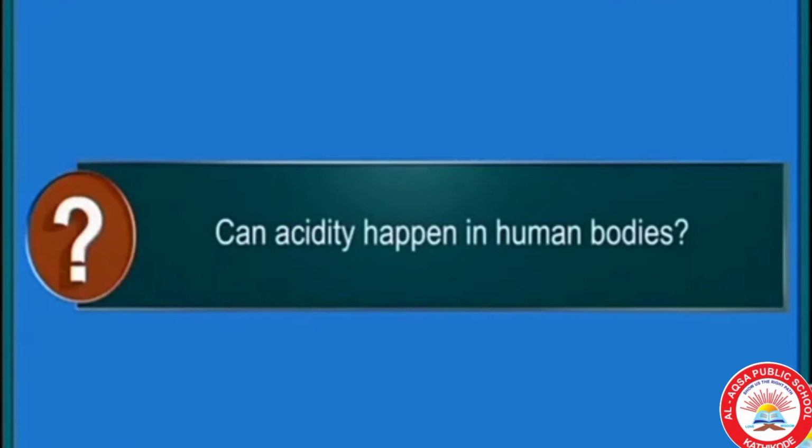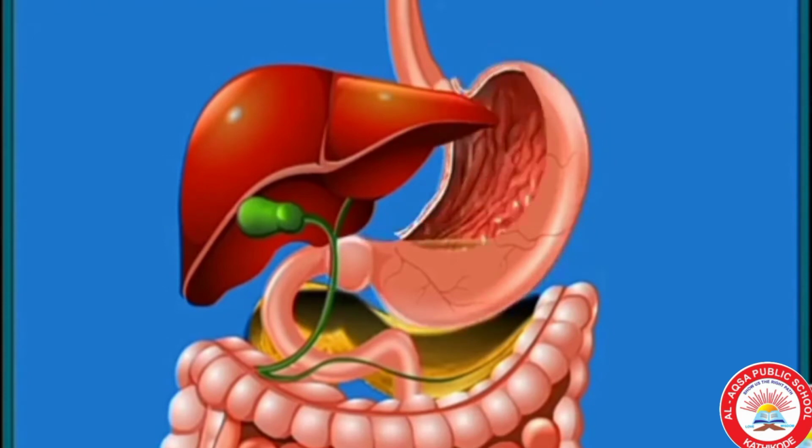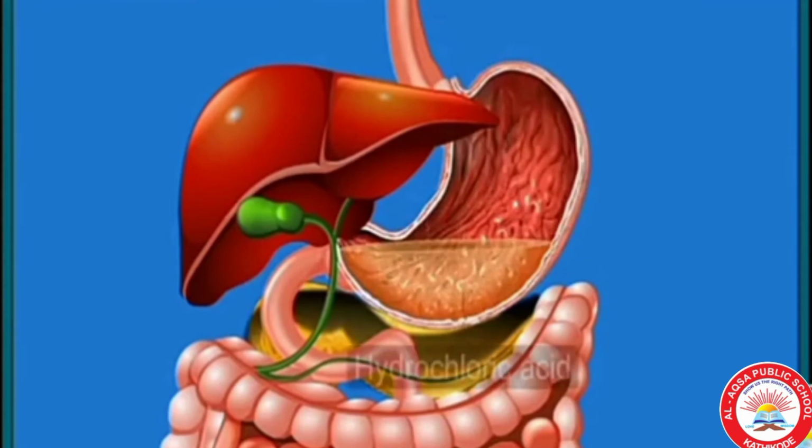Neutralization in everyday life. Can acidity happen in human bodies? Do you know our stomach contains hydrochloric acid? What is the function of hydrochloric acid? It helps us to digest food. But too much acid in the stomach causes indigestion. Sometimes indigestion is painful. To relieve indigestion, we take an antacid.